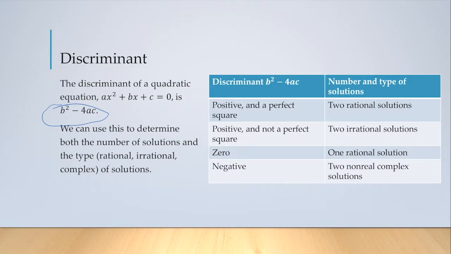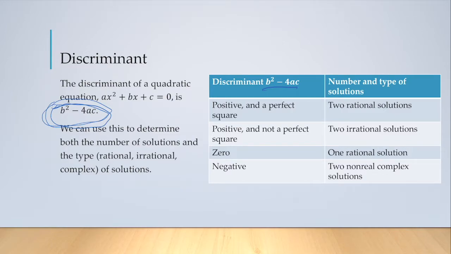If what I have under my radical is negative, we're going to get complex. If what I have is something that's not a perfect square, we're going to get irrational. And if I have something that is a perfect square, we're going to get rational. So let's take a look at this. If my discriminant is positive and a perfect square, I'm going to get two rational solutions. If my discriminant is positive and not a perfect square, I'm going to have two irrational solutions.